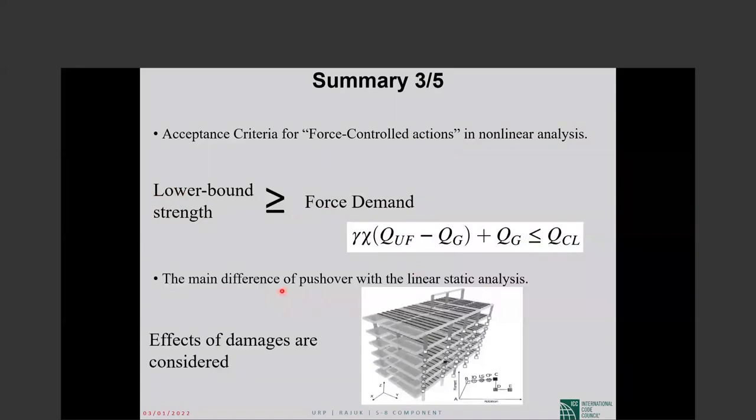Now, we look at the pushover today, linear static analysis previously. What are the main differences? What is the main difference in pushover? The effect of damages is considered. So wherever the stiffness matrix changes or the distribution changes, we don't need to manually adjust the load combinations to get the effect of distribution.